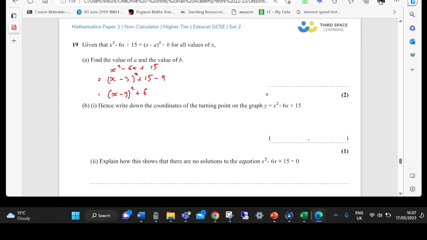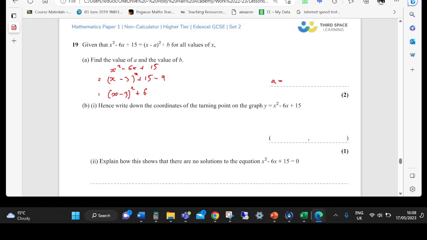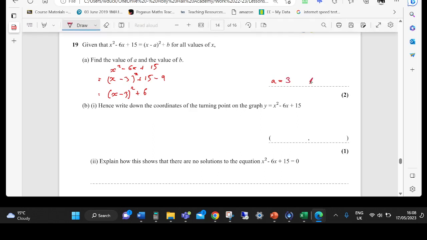So find the values of a and b. So technically a is going to be equal to, it says minus a, so that would be a is equal to 3 and b would be equal to 6.